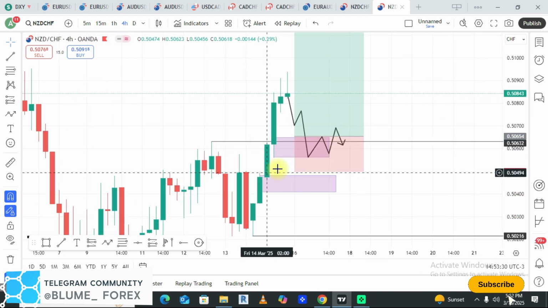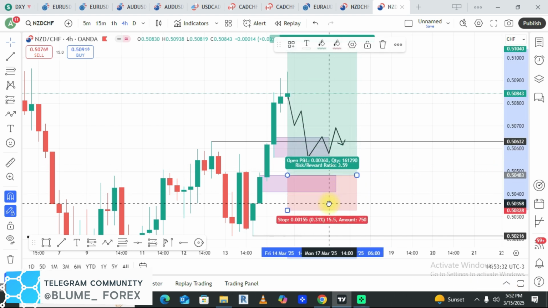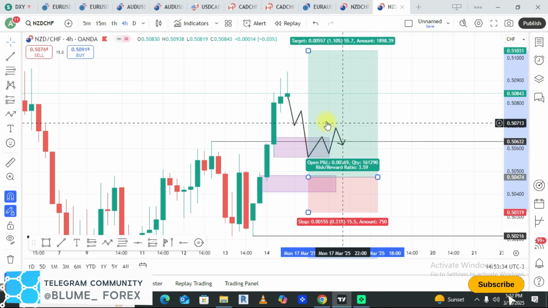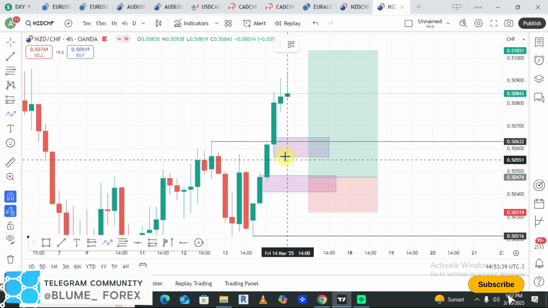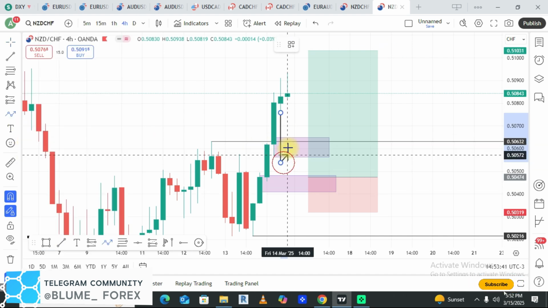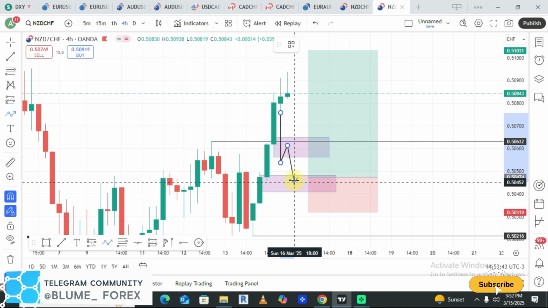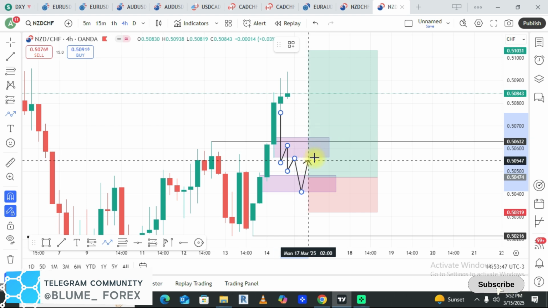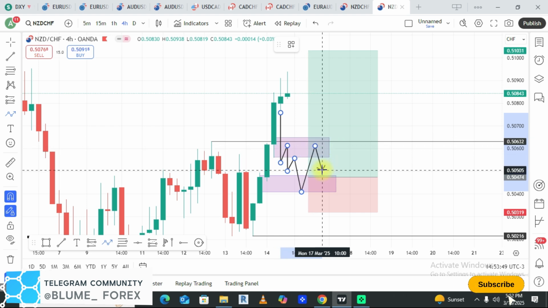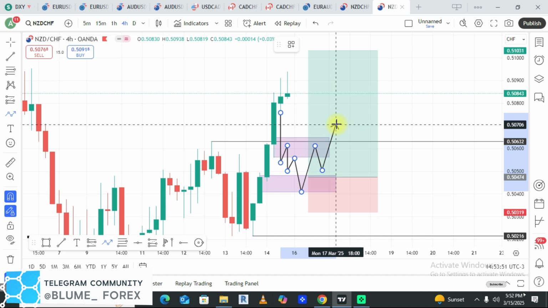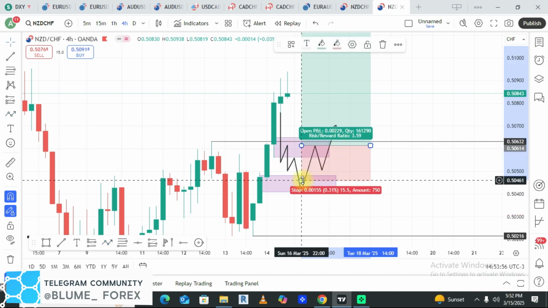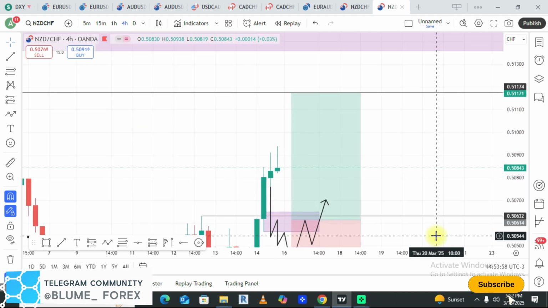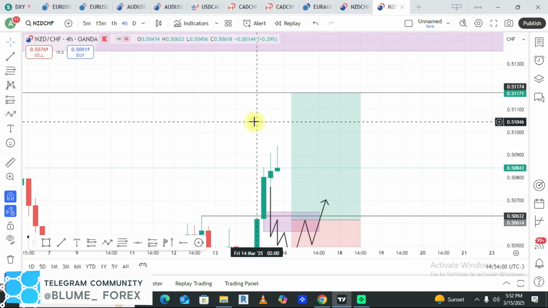If we get a breakthrough down to this level, I'll be looking for a structural shift. So we'll probably see price pushing up, pushing down, creating a supply that will lead price to this zone. Price will take out that supply with a demand, push back to create a new demand, and then we get our break of structure. So then we enter with our stop loss below this low, and then I'll take profit at the week high.